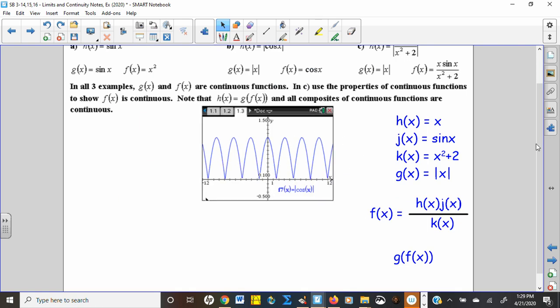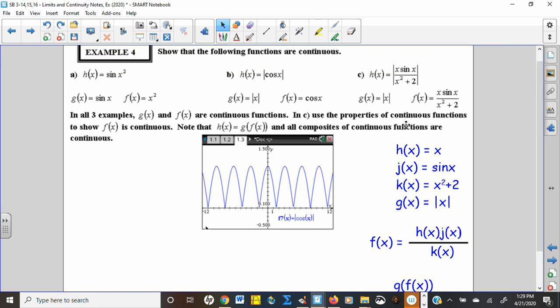And now the last one is the most interesting because you have a bunch of stuff going on. I broke it down into 4 different functions. I did x and sine x on top. Those are being multiplied. I have x squared plus 2 on the bottom. So I have a linear times a trig function, they're both continuous, divided by a quadratic, which is continuous. And notice also it's never equal to 0 because I shifted it up too. So these are all continuous, and then I put them all inside of an absolute value function.